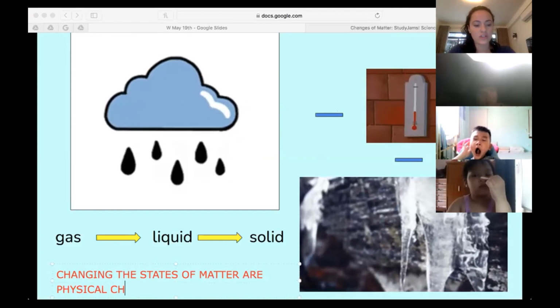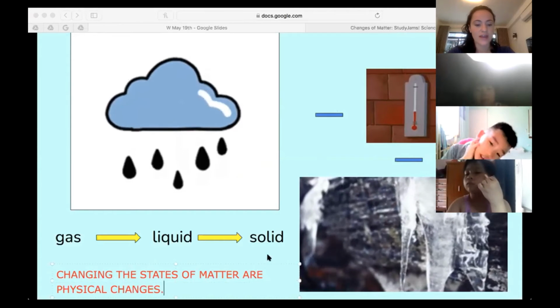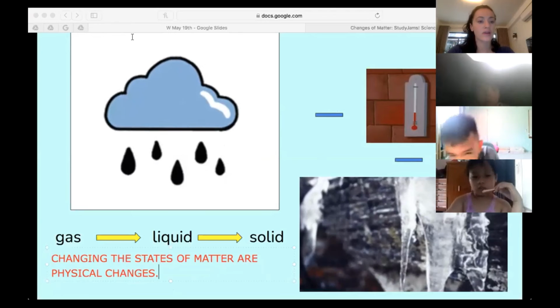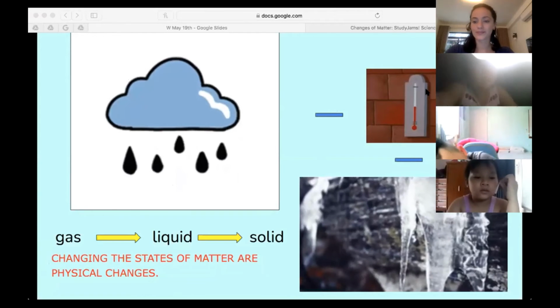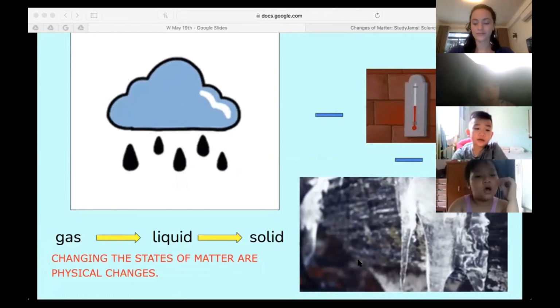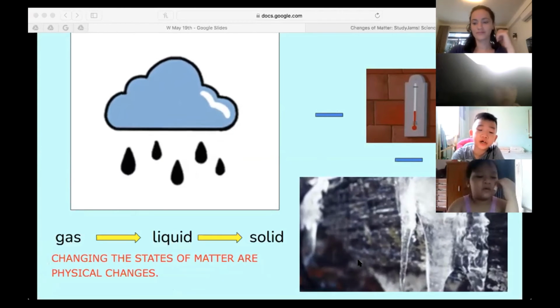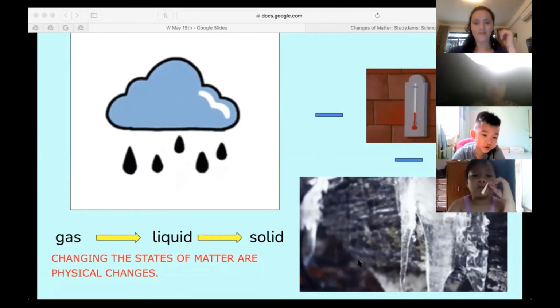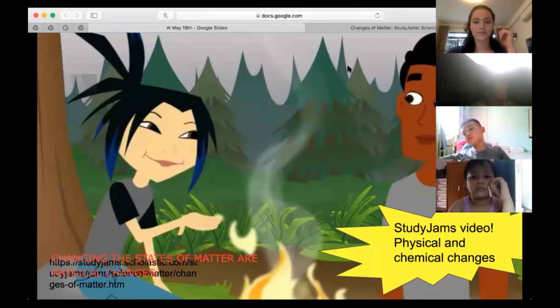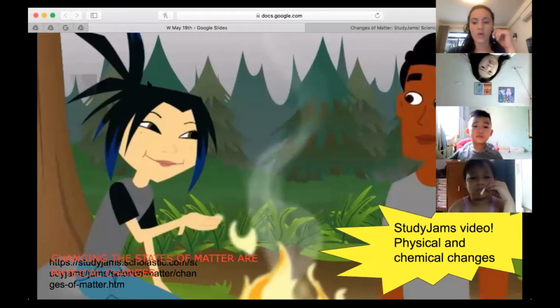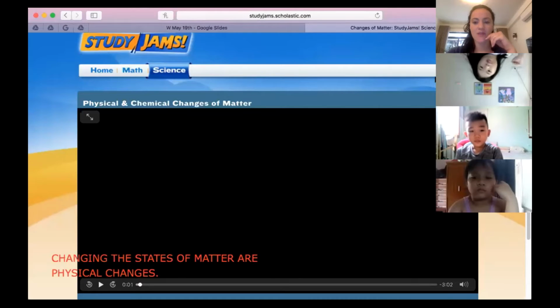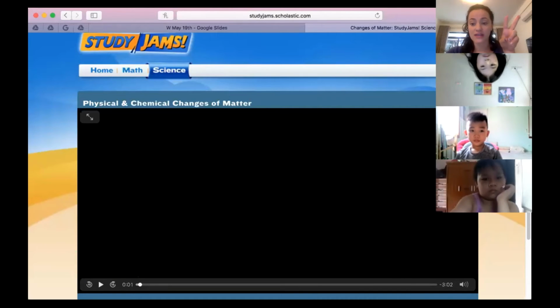Our physical changes. Everyone please read this. 1, 2, 3. Changes of state of matter or physical changes. Very good. All right, we're gonna watch a quick video on Study Jams about the 2 types of changes.